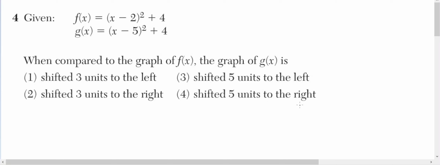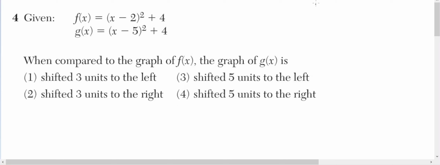So it's shifting in some direction, side to side, left or right, and it's shifting some number of units, either 3 or 5. So if we can identify how much it's shifting by, then that eliminates half the choices. And if we can identify in which direction, that eliminates the other half of the choices. And so we should be left with the correct answer. So there's 2 ways you could do this. Probably the easiest way would be just plugging these 2 equations into your calculator and graphing them.